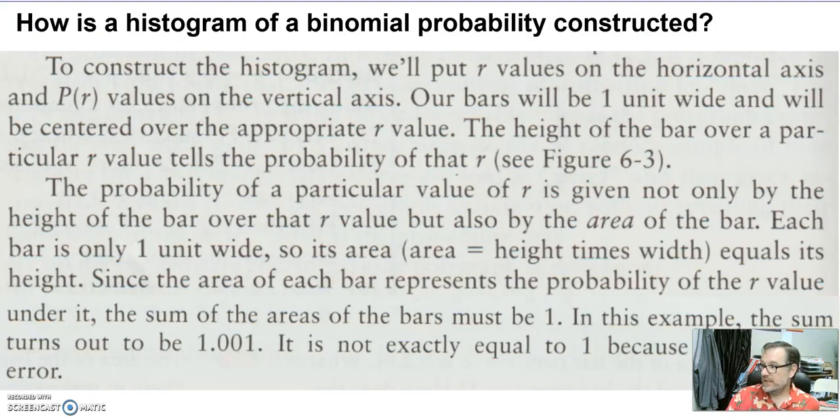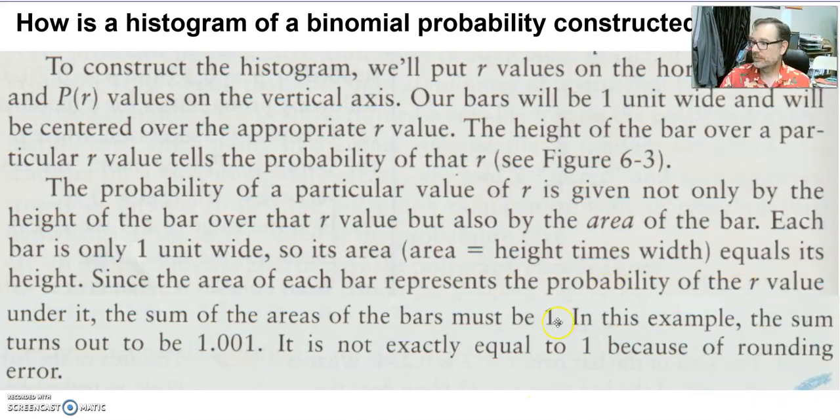To construct our histograms, make sure you put your R values on your horizontal axis. We're going to make our bars. Every bar in our histogram is going to be 1 unit wide, and we're going to put the middle of it over our R value. The probability, once we have figured it out, goes on my y-axis. It goes up. And just as a reminder, the heights of all the bars need to add up to 1 because that's all the probabilities that are happening.